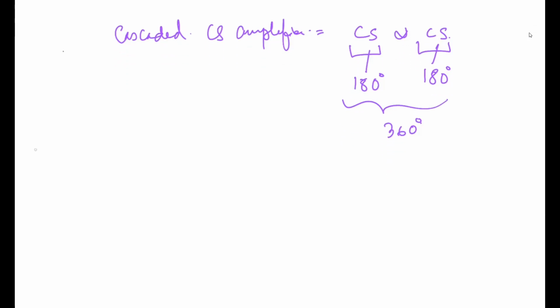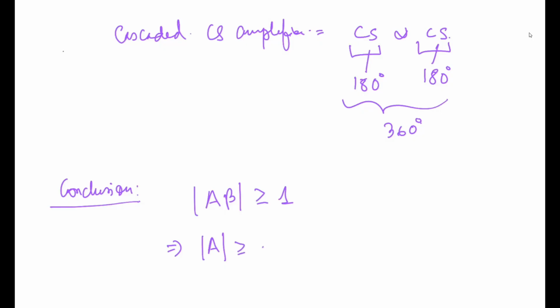So I can come to a conclusion about the loop gain, that is AB. This is the magnitude condition. Since beta is equal to 1, A must be greater than or equal to 1. A is the loop gain, so loop gain must be greater than 1. One condition I got.